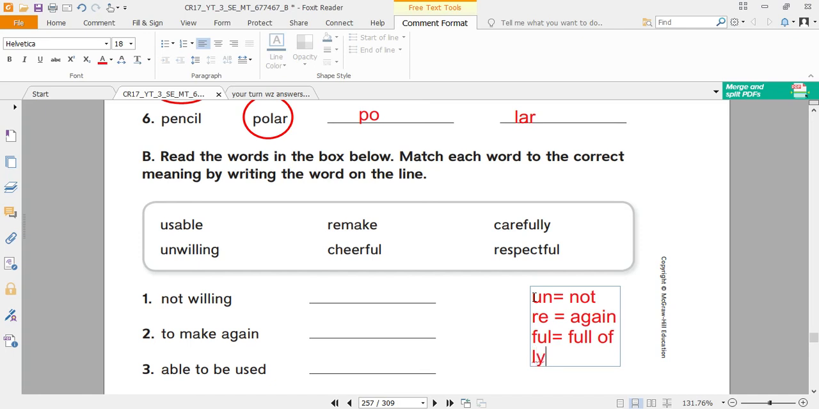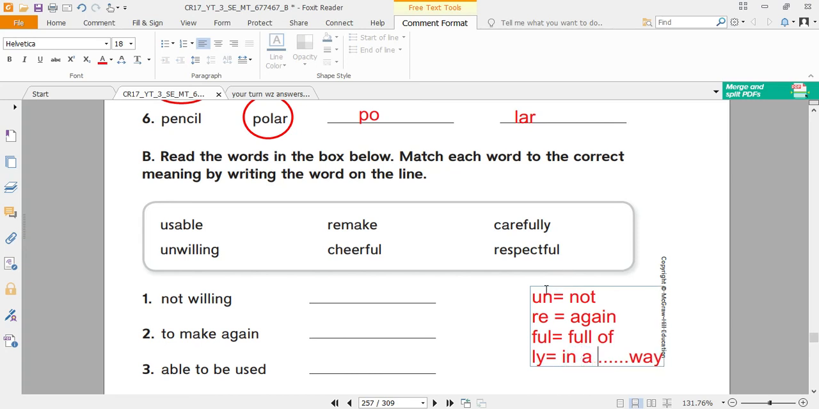This means in a way. In a way that, or in a way. Like happily, this means in a happy way. Sadly, in a sad way. Badly, in a bad way. Is it clear? That's great.